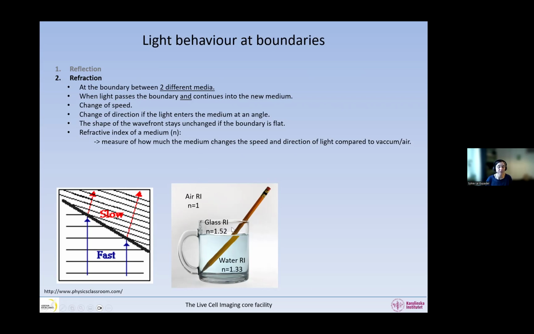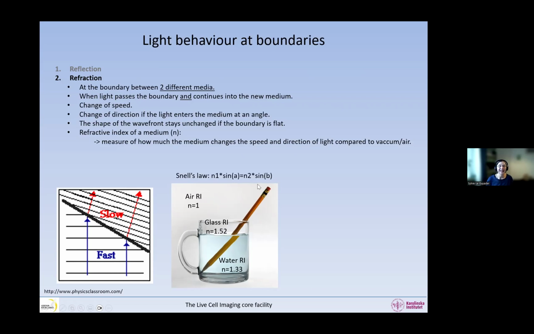But glass, for example, has a refractive index of 1.52, it depends on the type of glass, but more or less around there. Water, PBS, cell culture medium, and cytoplasm in many cells have a refractive index of 1.33. And we will be working with these numbers quite a lot. You don't need to remember them because you can find them all over the place on the internet. So no need to remember. You will anyway remember because we're going to be using them a lot.